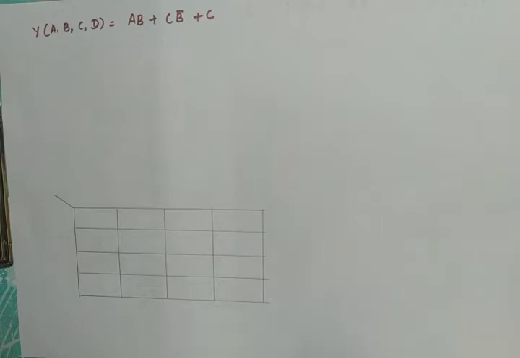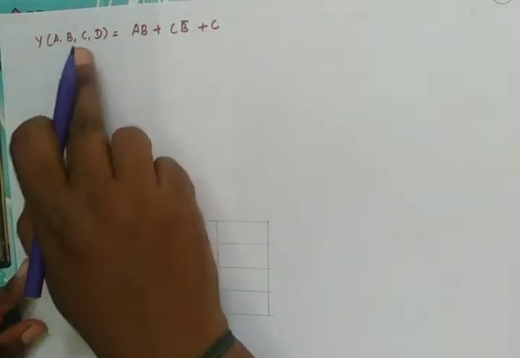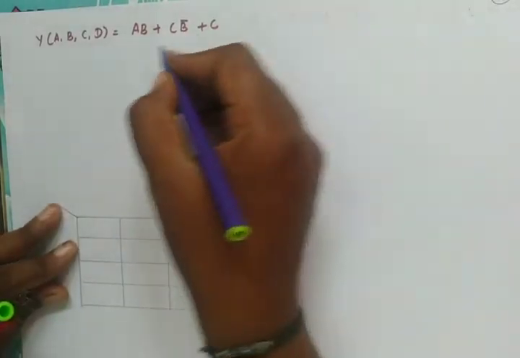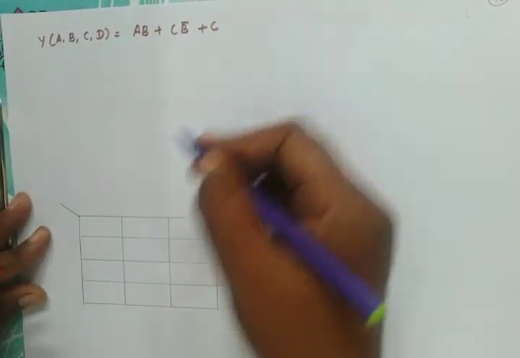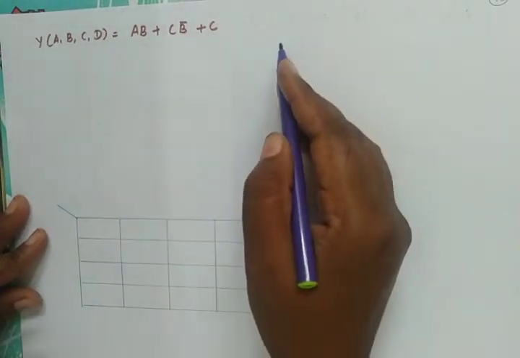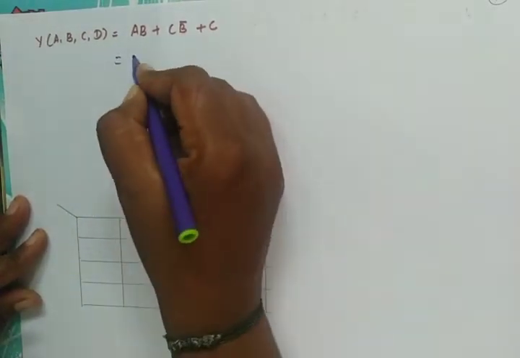Here we have y of A, B, C, D equal to AB plus C, B bar plus C. Is it possible to solve this by using K-map? It is not possible, because this is not in the canonical form or it is not in the standard form. Now what we have to do is, what are the missing literals here?